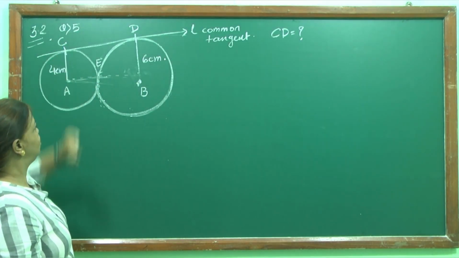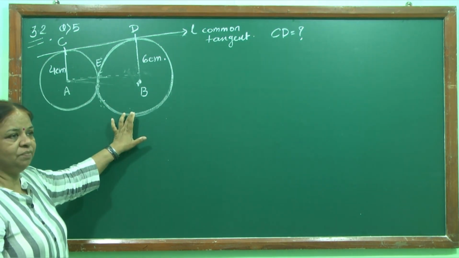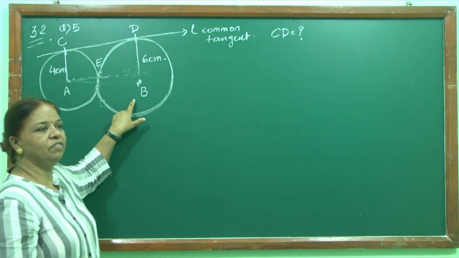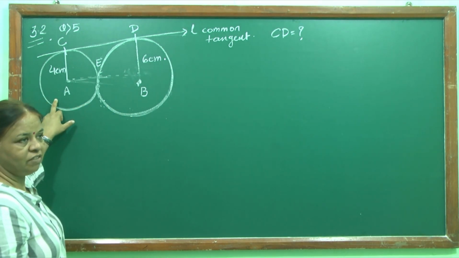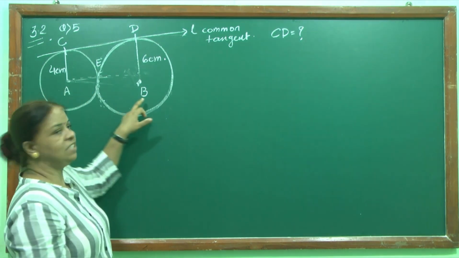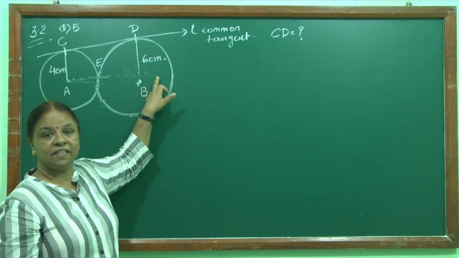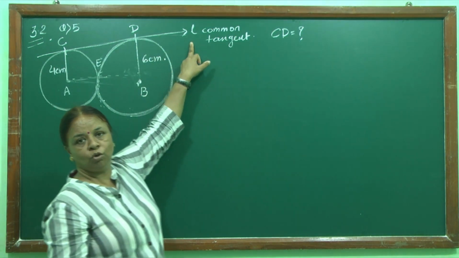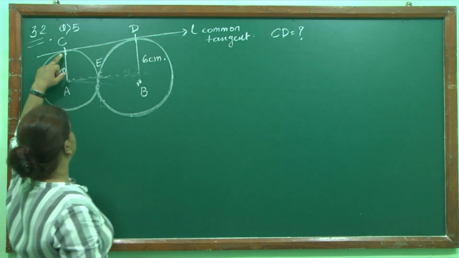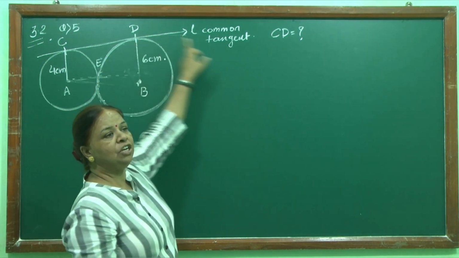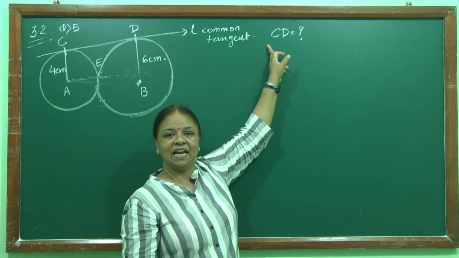3.2, question number 5, children. You can see the figure here. There is a circle with center A and there is a circle with center B. The circle with center A has the radius 4 cm and the circle with center B has the radius 6 cm. There is a common tangent L to both the circles, which is touching at point C and at point D, and we need to find out the length of the line CD.